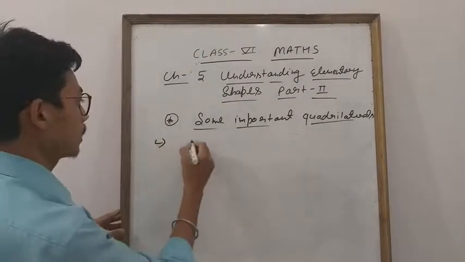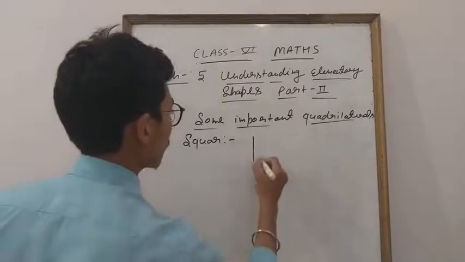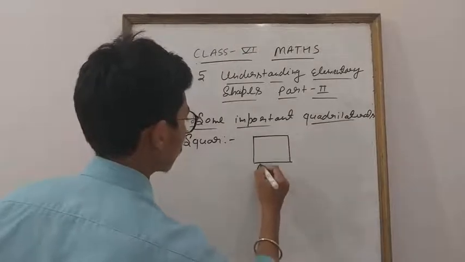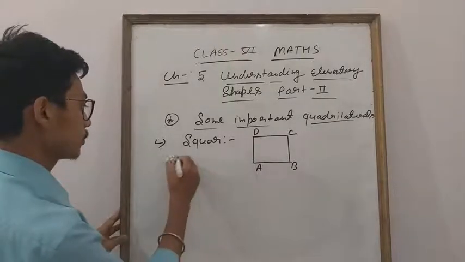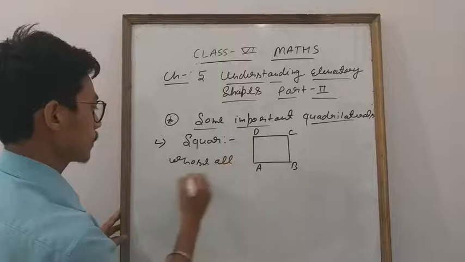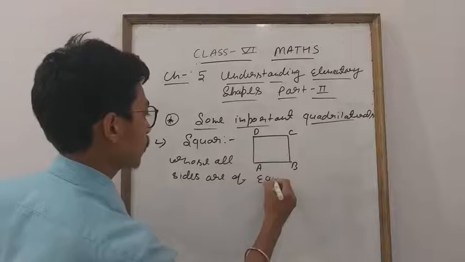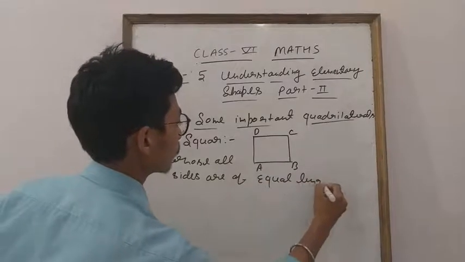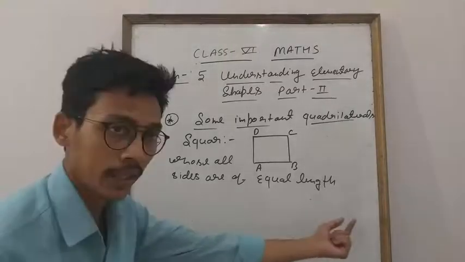So first one, students, our first one is square. Everyone knows square. This is the diagram of square, A, B, C, D. So square is a diagram whose all sides are of equal length. Okay everyone, square is whose all sides are of equal length and each side with an angle of 90 degree.